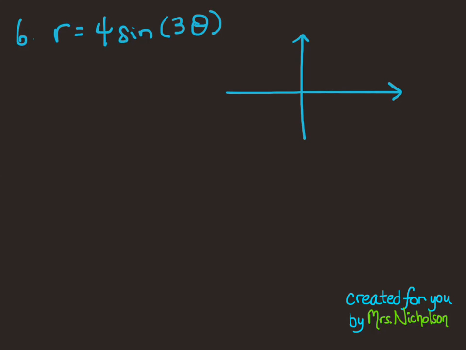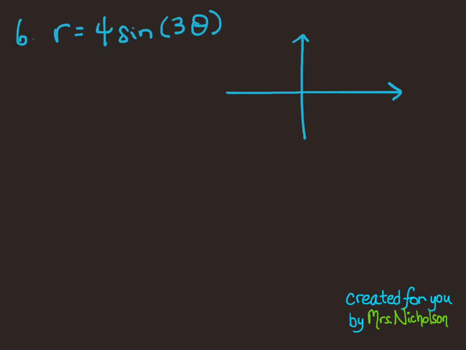In question number 6, we're asked to use our graphing calculator and draw a sketch of this graph. R is equal to 4 sine of 3 theta. Now you're going to be able to use your calculator to help you get a sketch of this graph on the test. You're going to put your calculator in radian mode and then enter in that equation. So if you want to pause the video for a moment and try that right now, and then come back when you're ready.